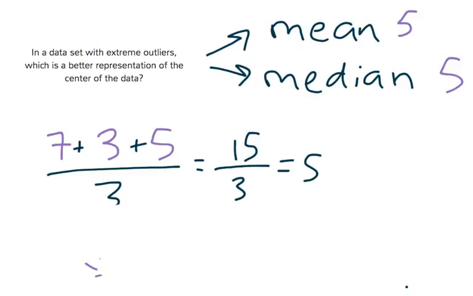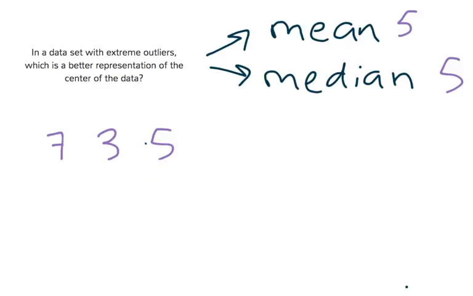Let's add an extreme outlier and then we're going to recalculate and see how this outlier affects the mean and the median. Let's say we have an outlier of 105. So this is my outlier, 105. That's a pretty extreme outlier.